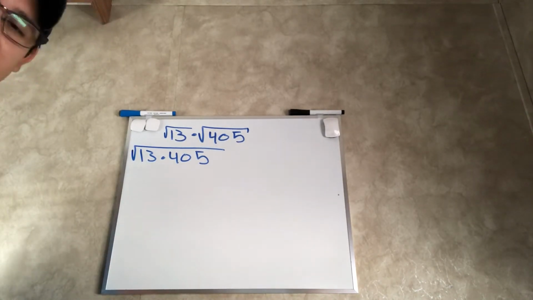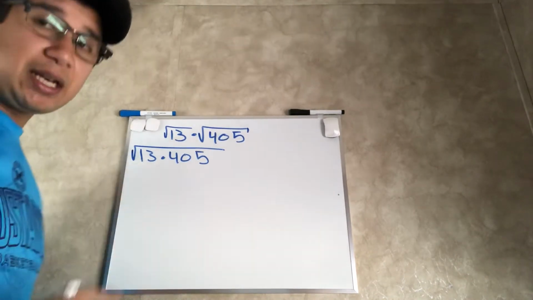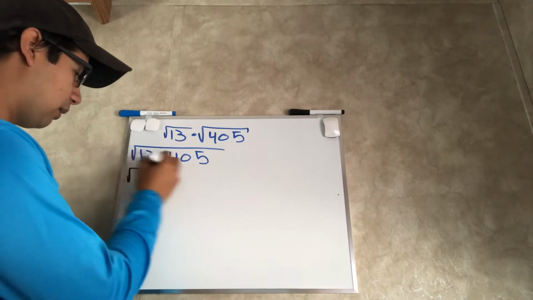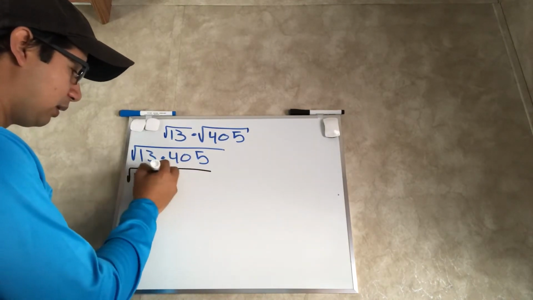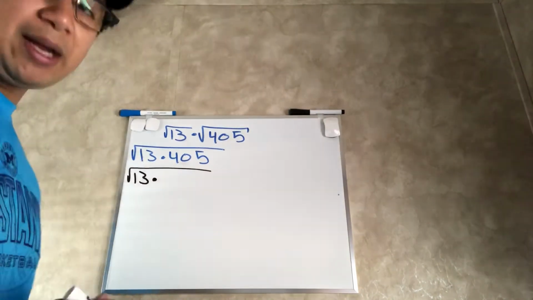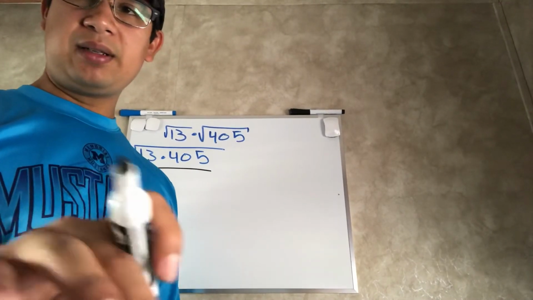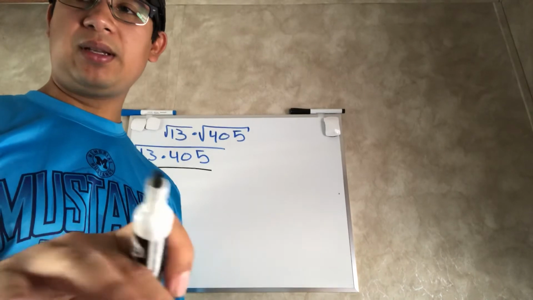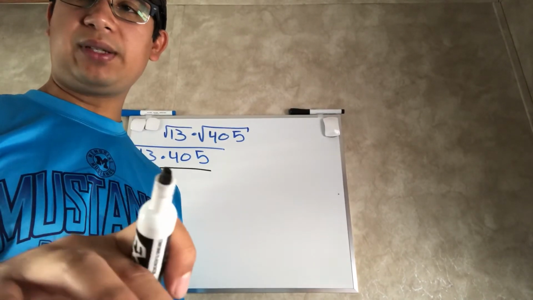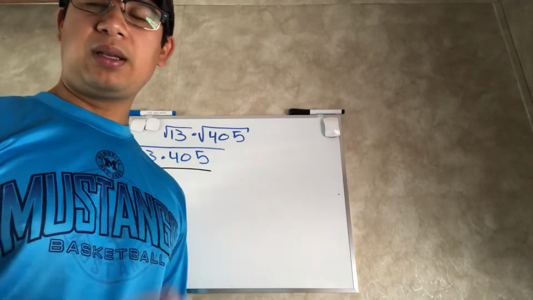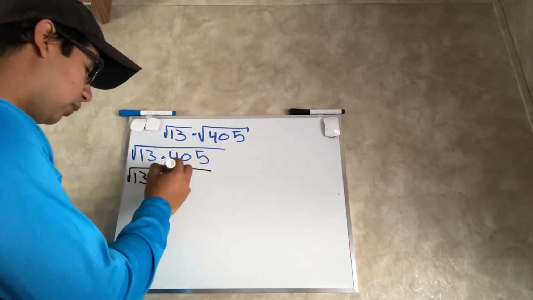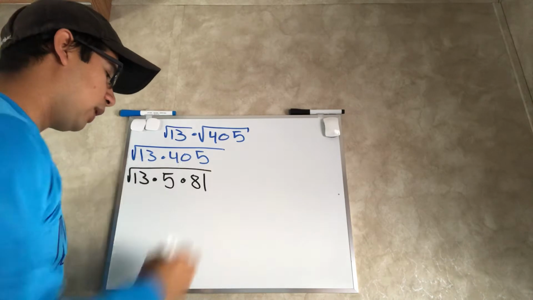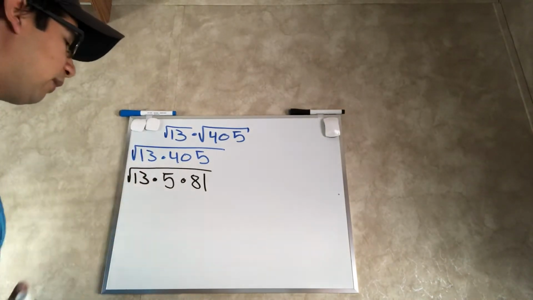So now let me break this apart. So the 13, that cannot be broken apart. It's a prime number, so that's going to stay the way it is. So we have 13 times 405. I know that could be divided by 5. So let me do that. 405 divided by 5 gives you 81. So 5 times 81 gives me 405.